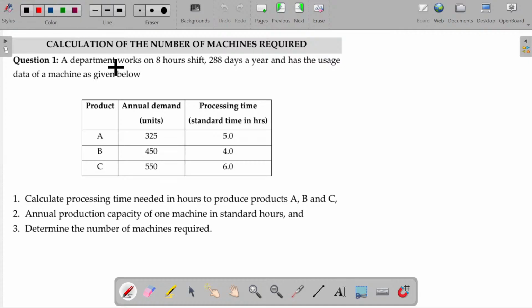See, let me see. A department works on an 8-hour shift, 288 days a year, and has the usage data of a machine as given below. So 288 days, every day we are capable of working 8 hours. Come on, tell me what is the number of hours you have?